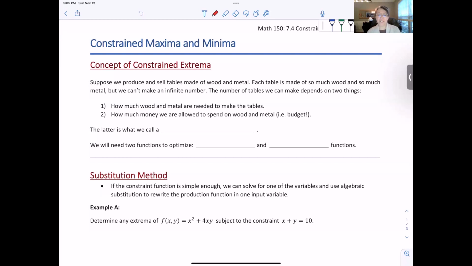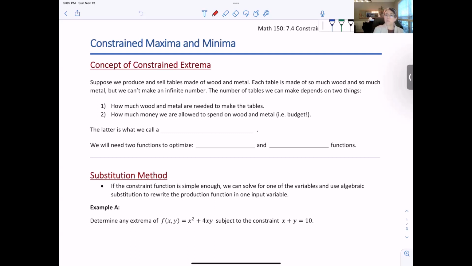Okay, so we're now ready for section 7.4, constrained maxima and minima. Let's first talk about what they mean by constrained. Suppose we're a manufacturing company and we produce and sell tables made of wood and metal. Each table will take so much wood and so much metal to make, but we are restricted, right? We can't just make as many tables as we want.